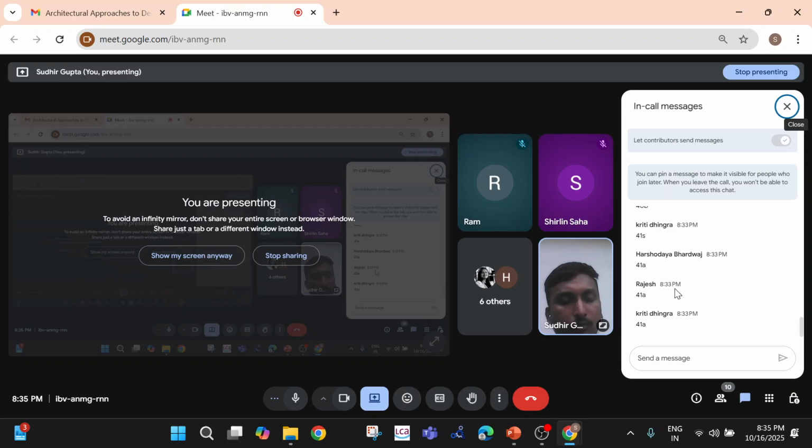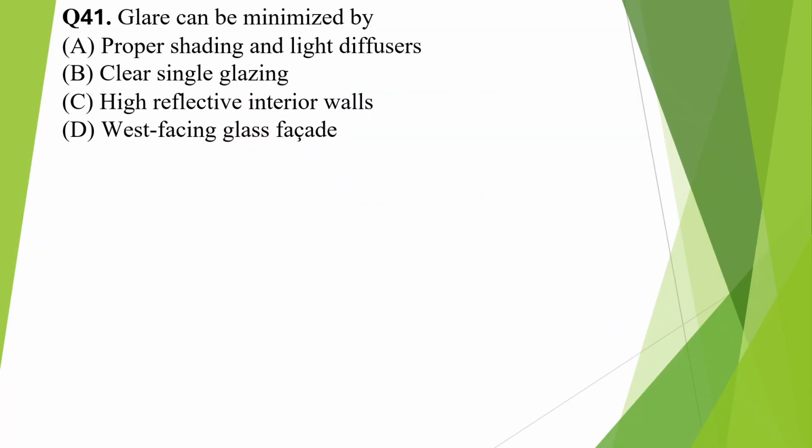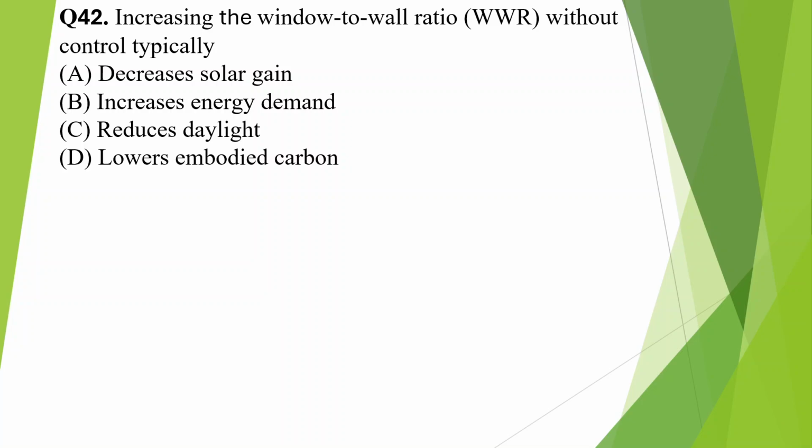Yeah, so let me tell you all, guys, that all of you are correct in this question number 41. Option A is the correct answer. If you want to minimize glare, then you can minimize it by proper shading. Then you can reduce the excess solar gain or the direct daylight that can come inside, as well as utilize different types of light diffusers. It was told to you. And here is question number 42 then.